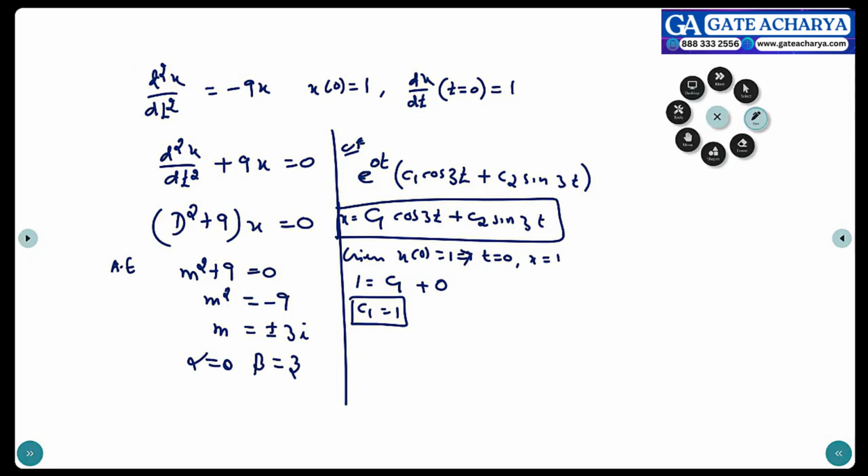Next we apply one more condition, that is the derivative. So we differentiate this again, dx by dt. We differentiate x with respect to t. The derivative of cos 3t. What is the derivative of cos 3t?